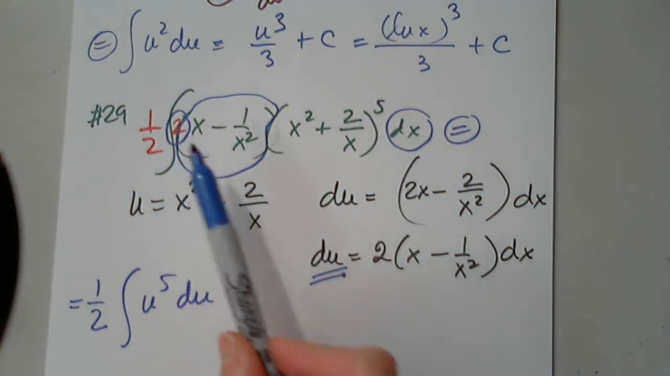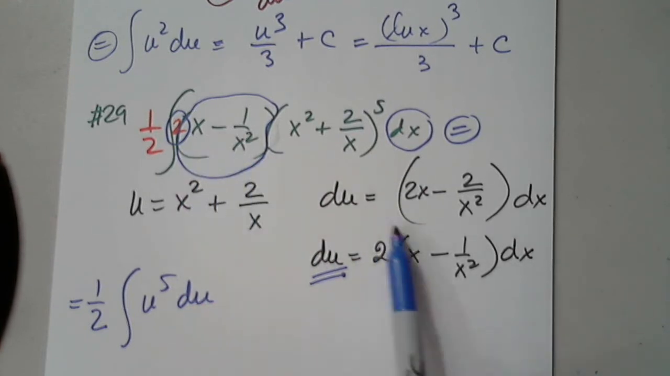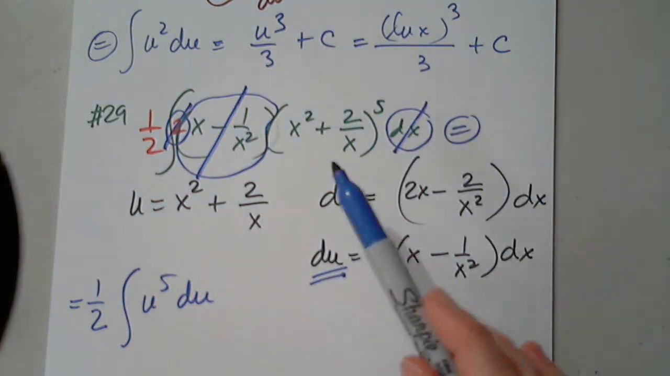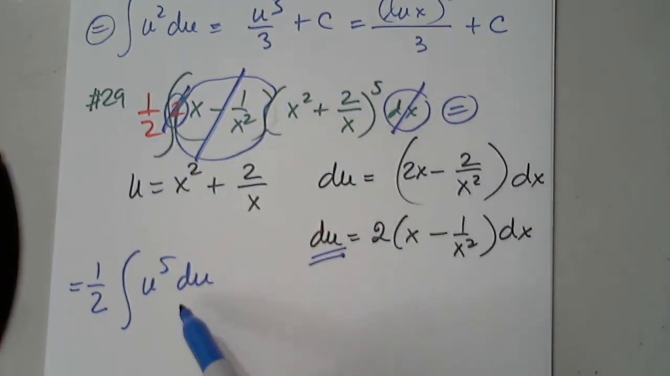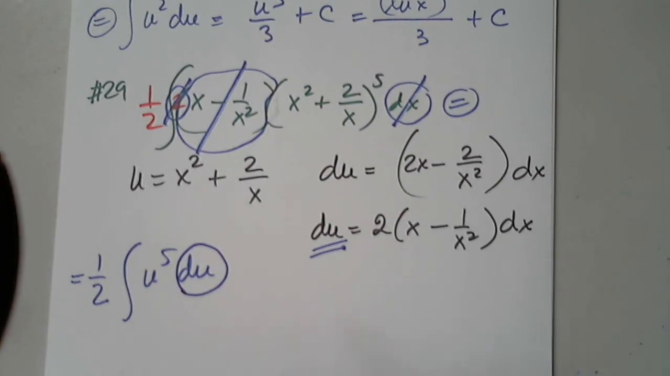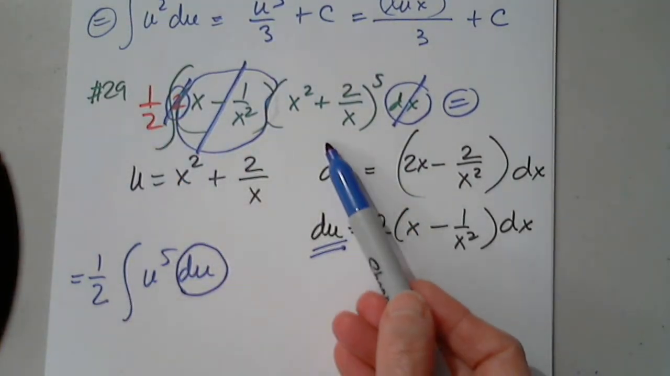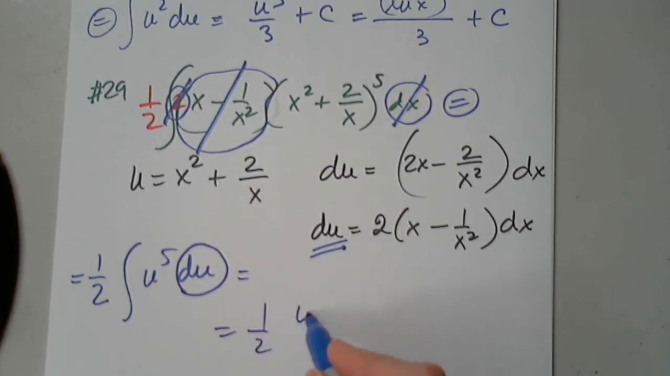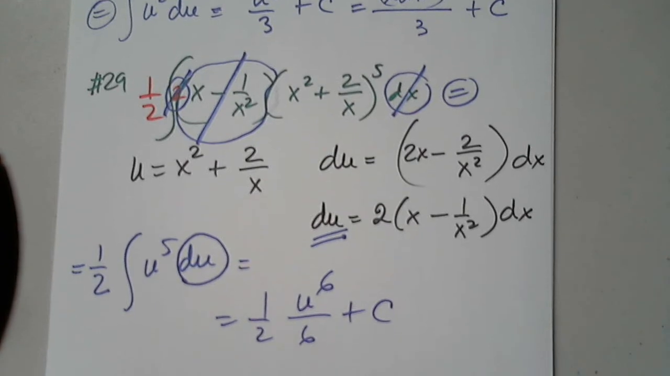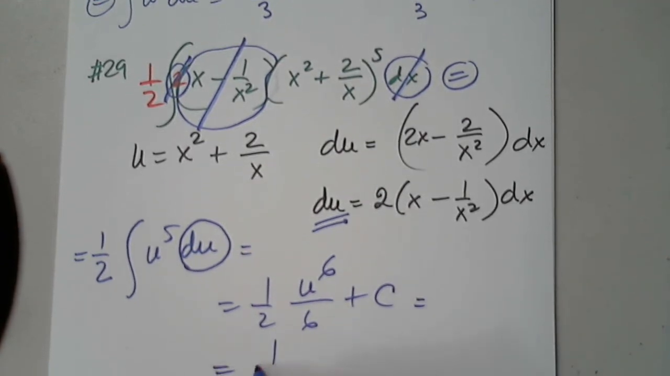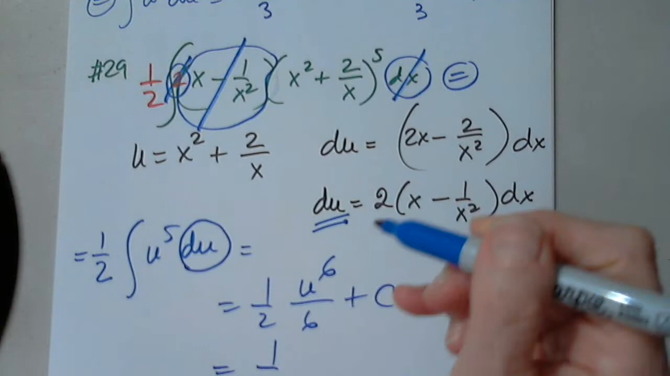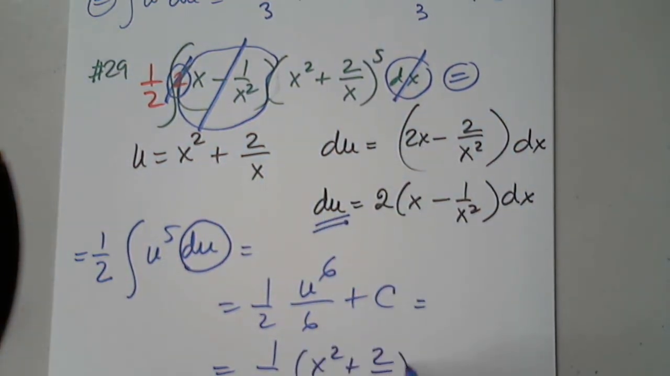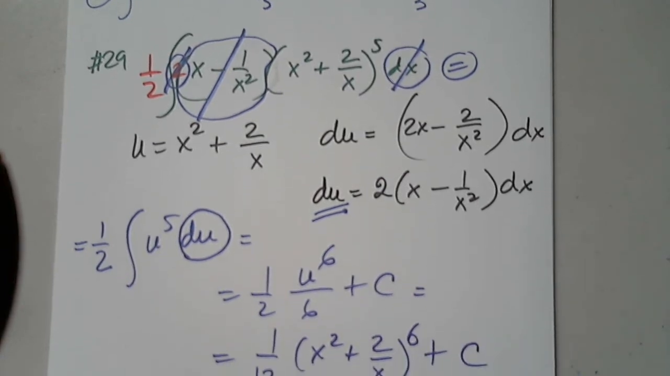So again, the 2, the x minus 1 over x squared, and the dx, these 3, don't cross them out. I'm just making a point. These 3 pieces are here. The 1/2 stays, and this is the u to the 5th. And again, it cannot be easier, right? So it's 1/2 u to the 6th over 6 plus a constant c. Of course, I'll multiply the denominator, so 1 over 12. I have to go back and replace u with x squared plus 2 over x to the 6th power plus a constant c.